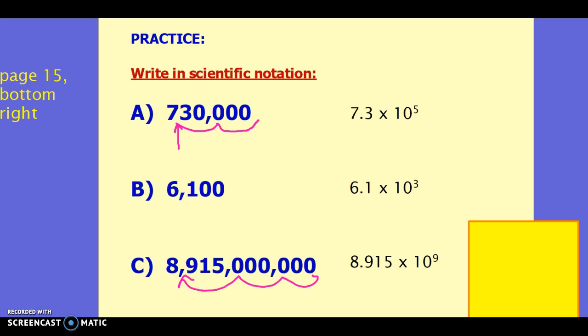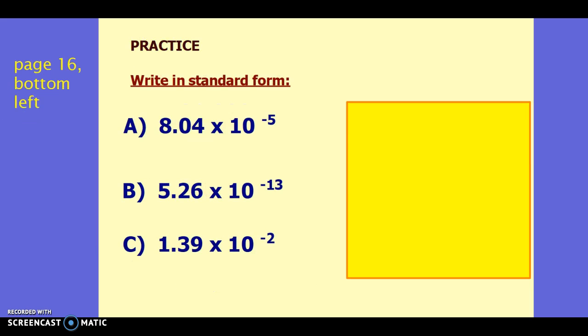Now we're going to look at some smaller numbers. Please have your notes opened up to page 16. So as stated earlier, whenever we have numbers that are very small, in scientific notation, they have a negative exponent. So my first example, and you can copy it down on letter A, 8.04 times 10 to the negative 5.